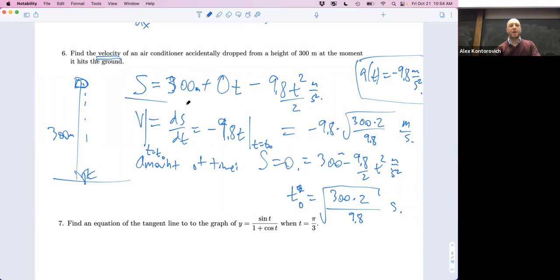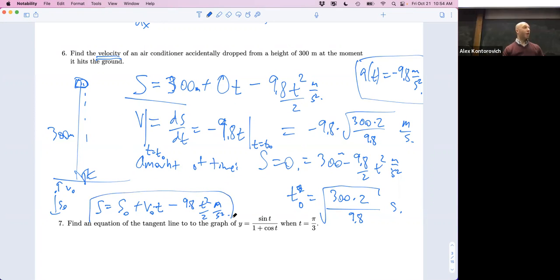You should know that if you have a particle that starts at an initial height S0, and it has an initial velocity V0, and then it has an acceleration due to gravity, then how is it going to move? It's going to start at S0, then it's going to move with initial velocity V0 times t, and then minus 9.8 t squared over 2. The 9.8 meters per second squared is the acceleration. T will be in seconds, t squared will be in seconds squared. So this evaluates to meters. Okay, so this is a general formula for free fall.